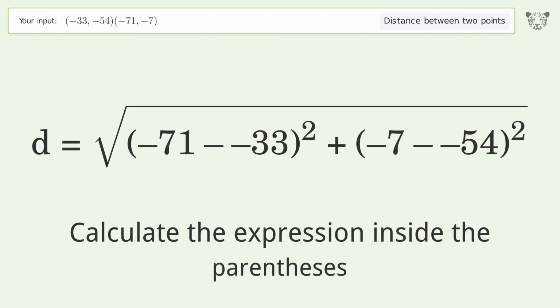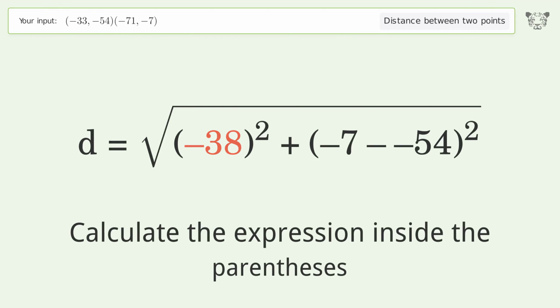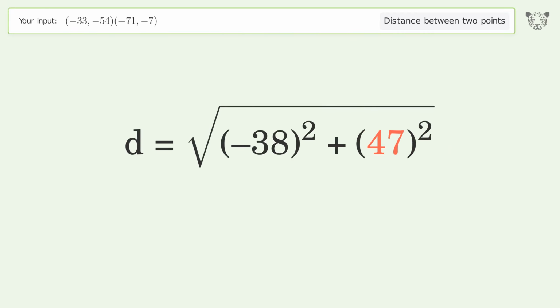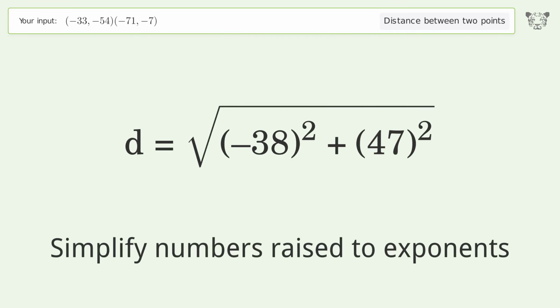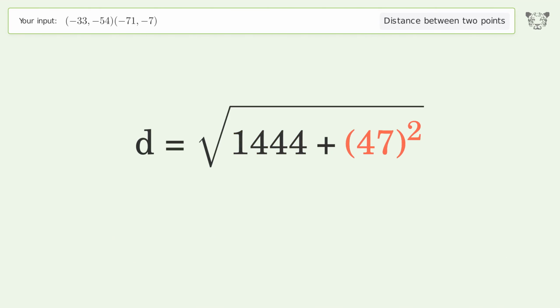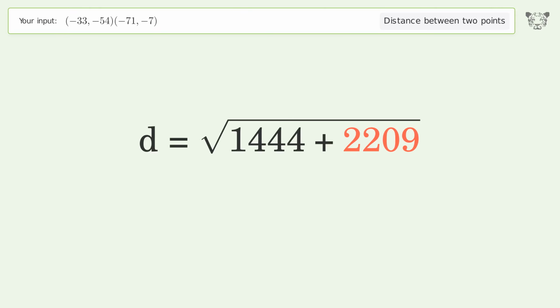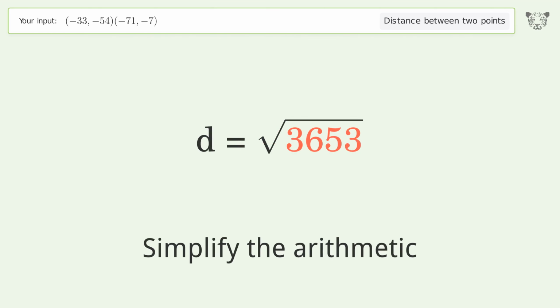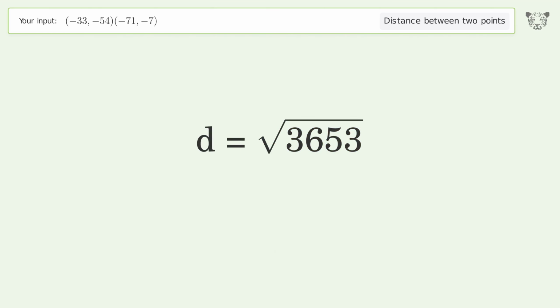Calculate the expression inside the parentheses. Simplify numbers raised to exponents. Simplify the arithmetic. And so the distance between the 2 points is the square root of 3,653, or 60.44.